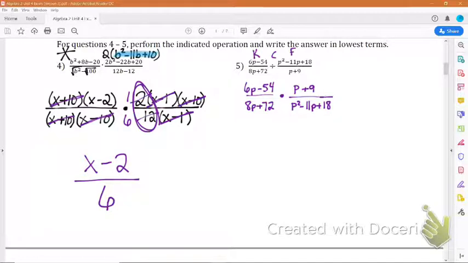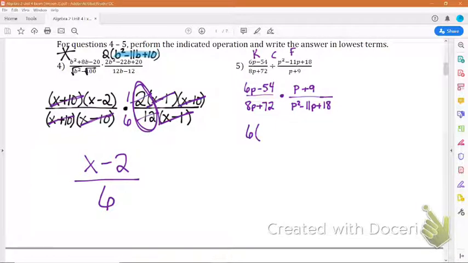What do you mean? We don't make them change the negative and positive, because it's division. So now this question is exactly like question number 4. You're going to factor as much as you can. Looking at the numerator, 6p minus 54, you have a greatest common factor.